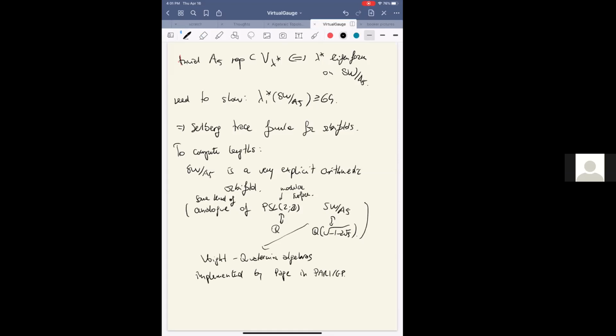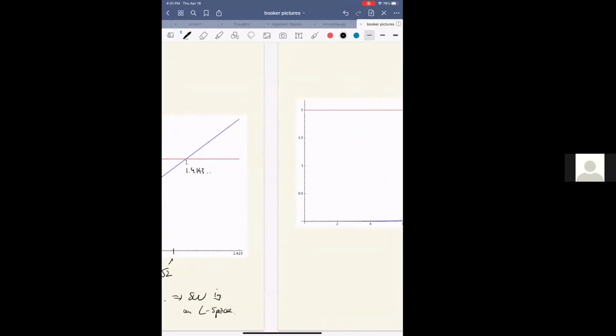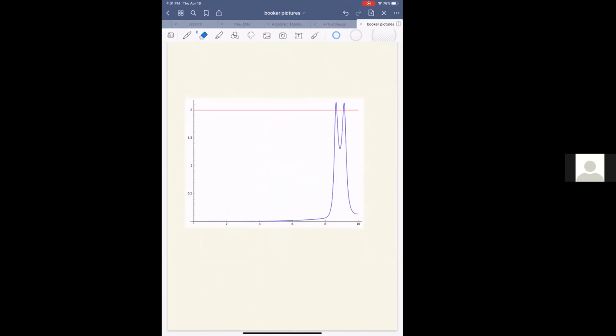Okay, and it runs pretty fast. So you can run our code. You have to be careful because now it's an orbifold, so you have elliptic and other kinds of elements. And I'll just conclude by showing the picture you get in the end. So this is the picture you get for Seifert Weber mod A5.